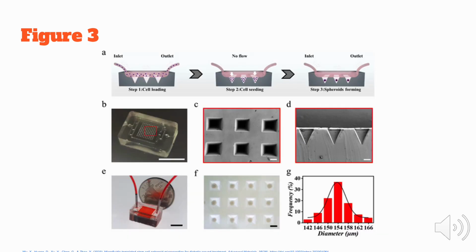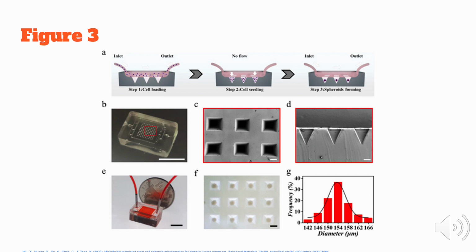The final figure shows us the process of the formation of spheroids in the microfluidic template, what it looks like in real life, and the particle size distribution of the spheroids in the microwells. Image A shows us the process of the formation of spheroids in the microfluidic template in a cartoon. The first step in this process is to load the cells into the microfluidic template. Once the cells have been loaded, the cells will move into the grooves in the template to seed themselves. Finally, with the cells seated in the grooves, the cells will aggregate to form the spheroids.